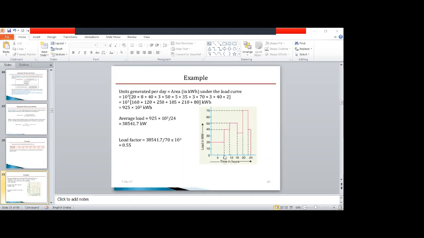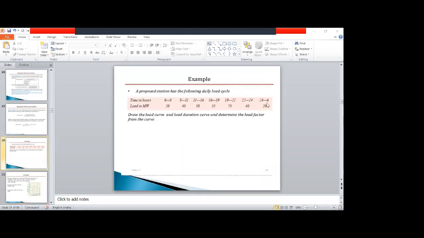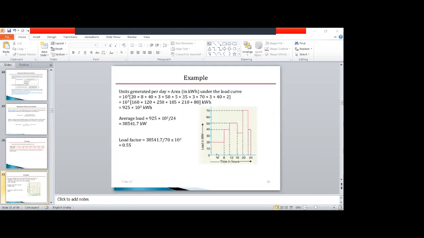How do you calculate 8 into 20? 20 into 8, are you following? See this 20 into 8, how do we consider here? It is from 24 to 6. 24 hours means 12 a.m., midnight, to morning 6 a.m. That is 6 hours, plus 6 to 8 a.m. So total 8 hours it is 20 megawatts. That's what has been represented here. So that is why 20 into 8.